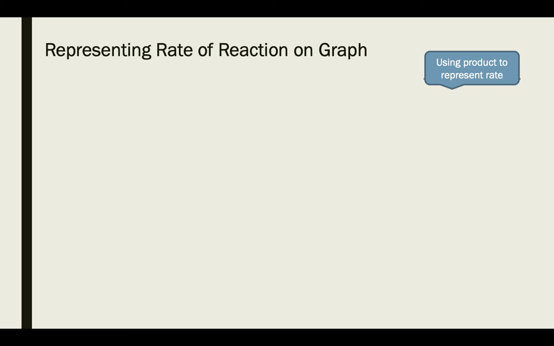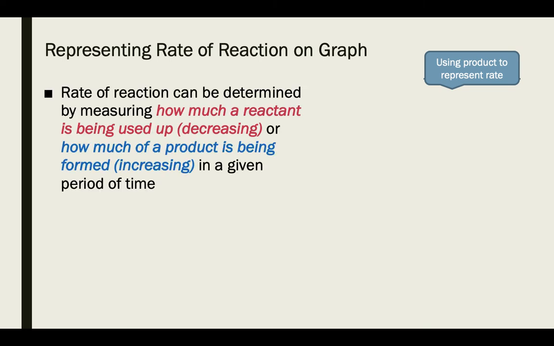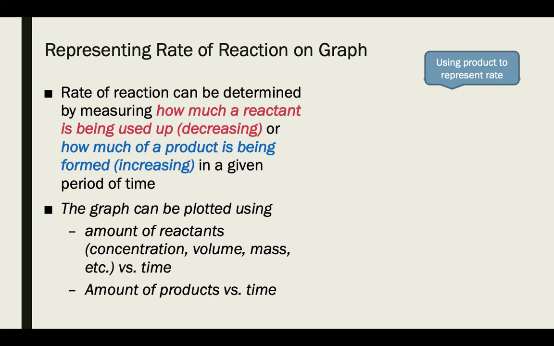How do we represent rate of reaction on a graph? So rate of reaction can be determined by using how much a reactant is being used up, or how much of a product is formed in a given period of time. So your graph could be increasing or decreasing based on which one you choose to use. So the graph can either be plotted using amount of reactants versus time, or amount of products versus time. Or sometimes the amount is actually represented in concentration, volume, or mass.